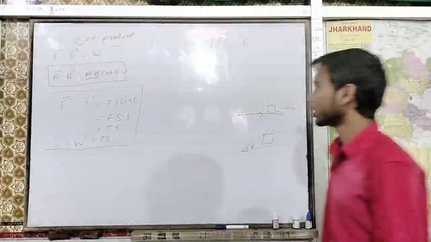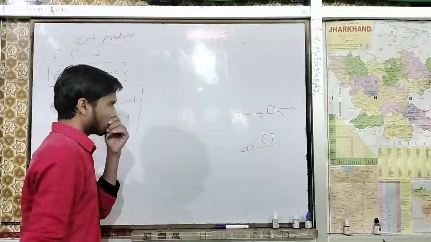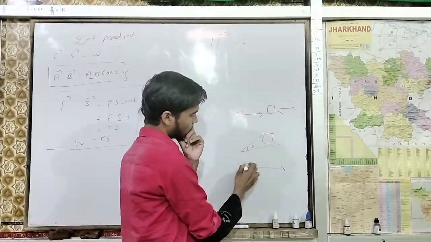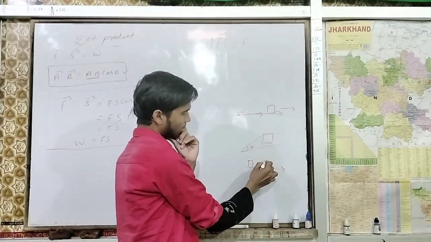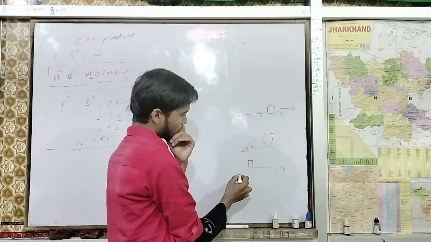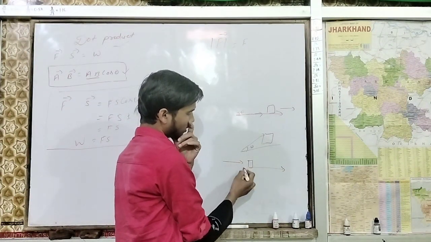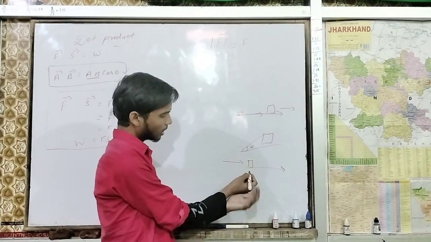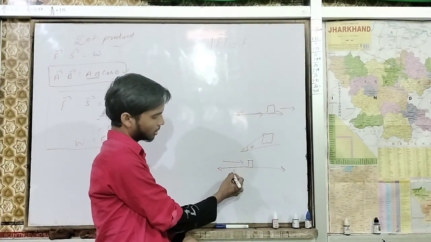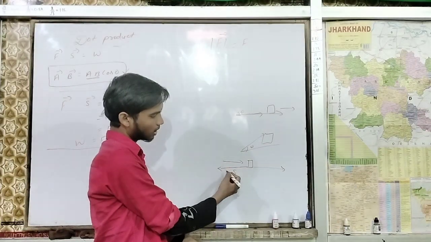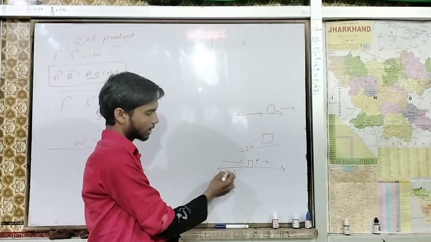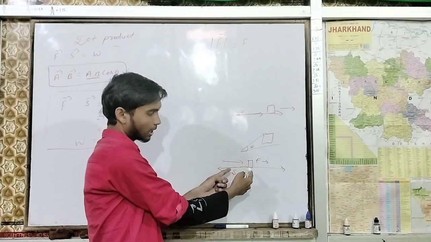Okay, now what if this is a box? Okay, this is a box, and a person is applying force on this box, but this box is moving in this direction. Means this is the displacement, but the force is in this direction, and the displacement is happening in the opposite direction.